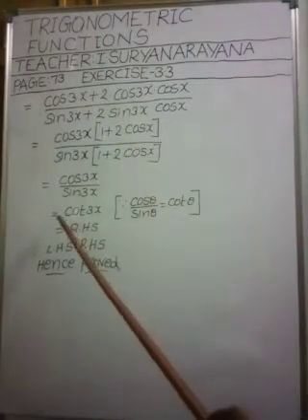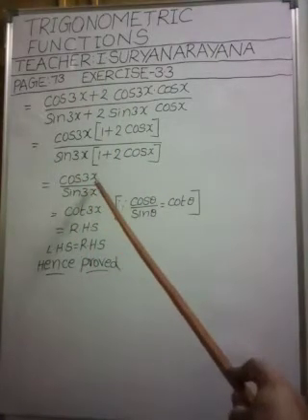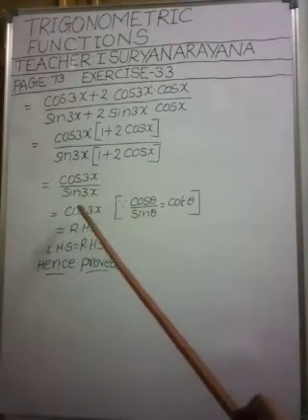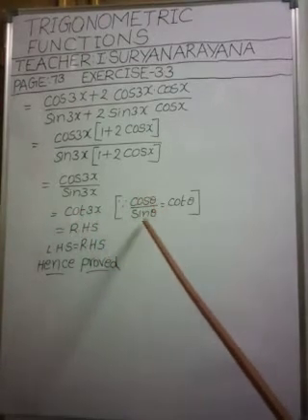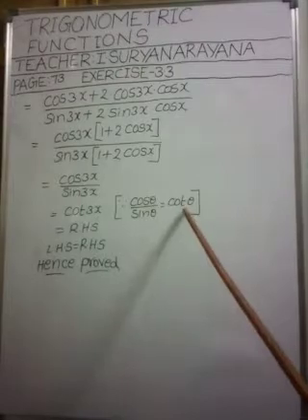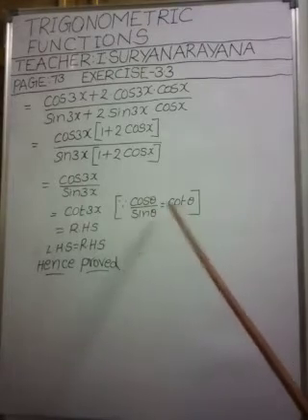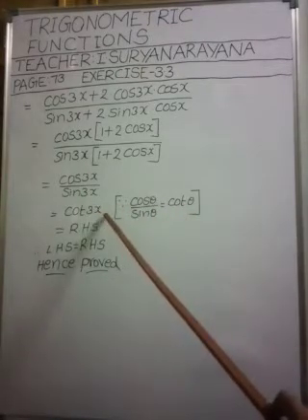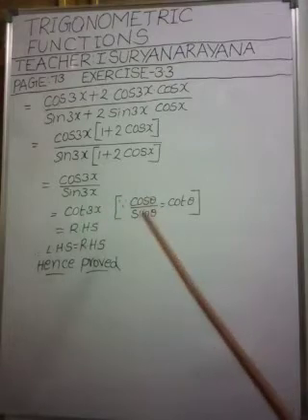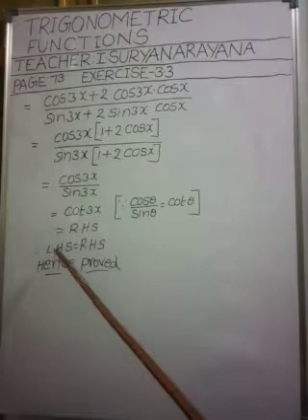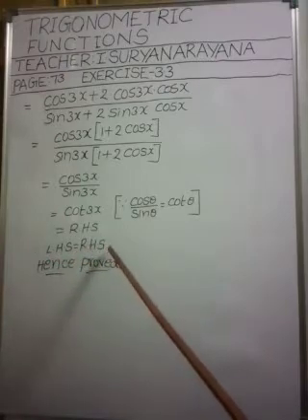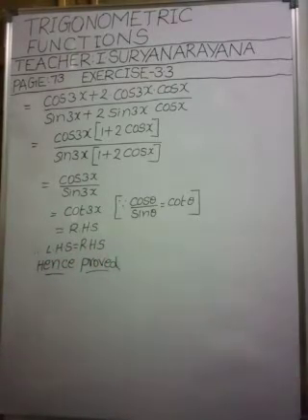Is equal to cos 3x by sin 3x. How can you write this one? Cot 3x, because cos theta by sin theta is equal to cot theta. By using this trigonometric identity, we wrote this step. Understood this step, my children? That is equal to RHS. Therefore, we got LHS is equal to RHS. Therefore, we can say that the given statement is proved. Understood, my children?